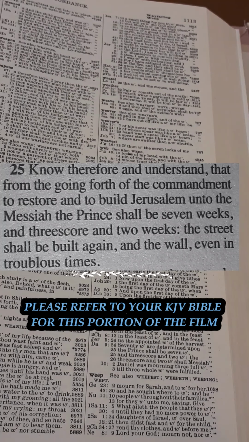Know therefore and understand that from the going forth of the commandment to restore and to build Jerusalem unto the Messiah, the Prince, shall be 7 weeks, and 62 weeks. The street shall be built again, and the wall even in troublous times.